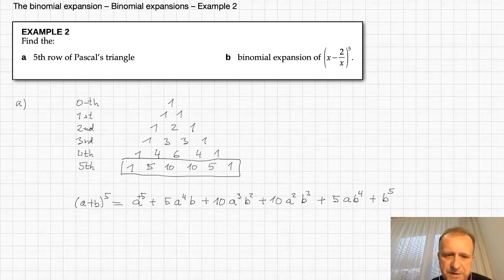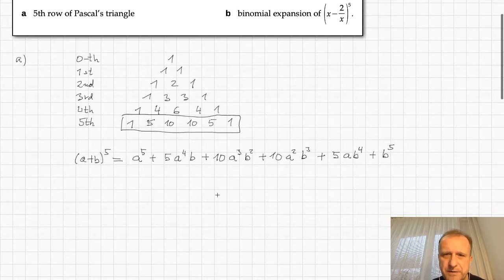The sum of the powers of a and b is always 5, so you see 5 plus 0 is 5, 4 plus 1 is 5, 3 plus 2 is 5, 2 plus 3 is 5, 1 plus 4 is 5, and 0 plus 5 is 5. And finally, I have used the coefficients from the fifth row of Pascal's triangle. So 1, 5, 10, 10, 5, 1.